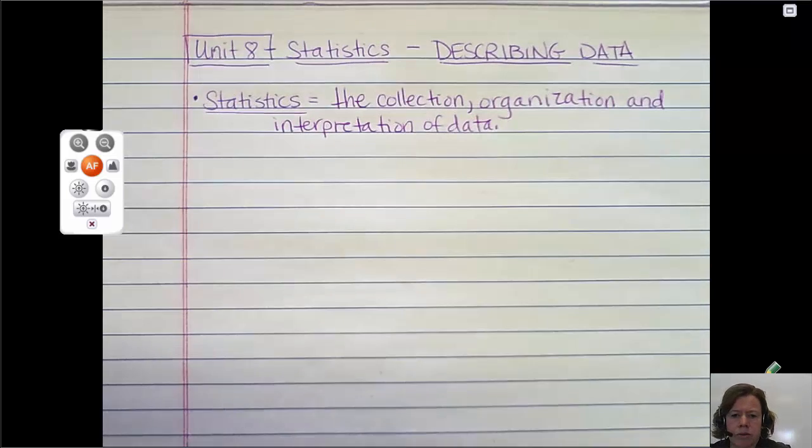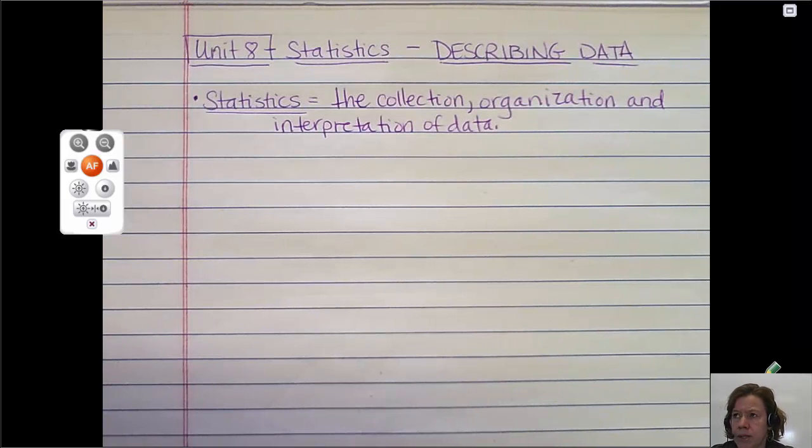So like we did with our M&M lab in class today, we collected some data and then we put it in tables to organize it, and we're going to use that data to start interpreting what's happening in bags of M&Ms or in other more important real-life situations as we go through the unit.